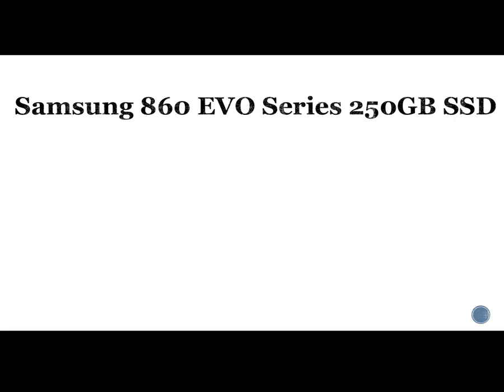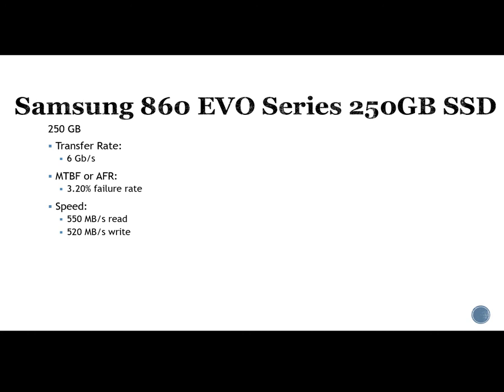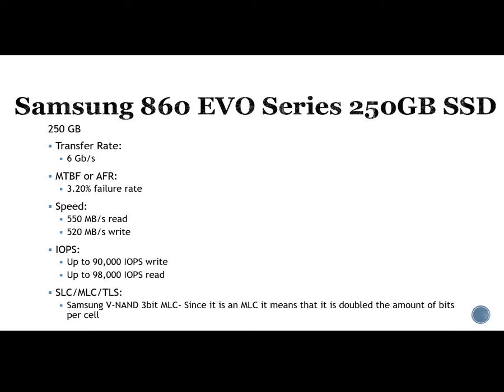So the Samsung 860 EVO series 250 gigabyte SSD. It's a 250 gigabyte. The transfer rate is 6 gigabytes per second. It has a 3.2% failure rate. The speed is 550 megabytes per second for read and 520 megabytes per second for write. The IOPS is up to 90,000 for write and 98,000 for read, and it's a 3-bit MLC, and since it's MLC, it means that it's double the amount of bits per cell.